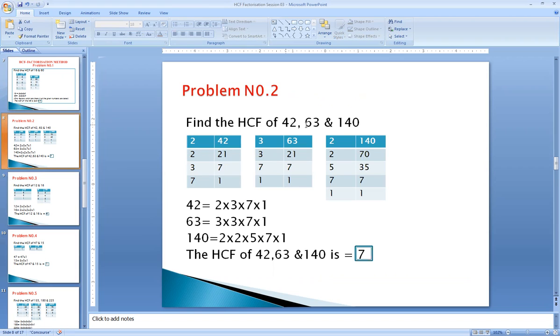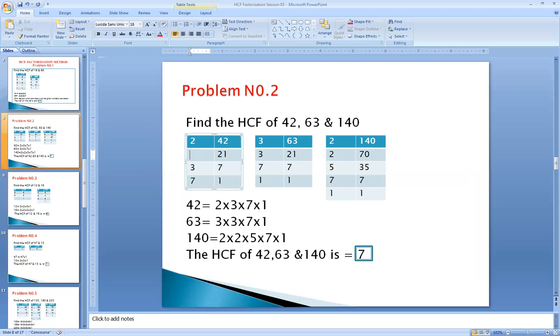Find the HCF of 42, 63 and 140. We should keep on dividing all these three numbers separately. First we take 42. We should always go with the lowest number, 2. We divide by 2: 2 21s are 42, so it becomes 21. Then 21 will not be divisible by 2, so 3 7s are 21, then 7 1s are 7.